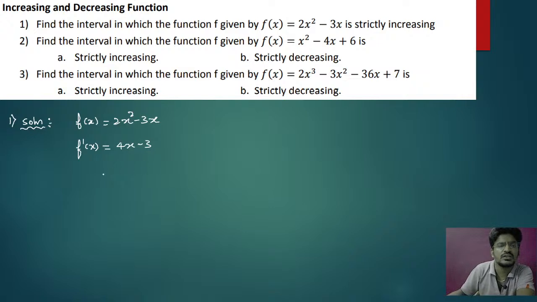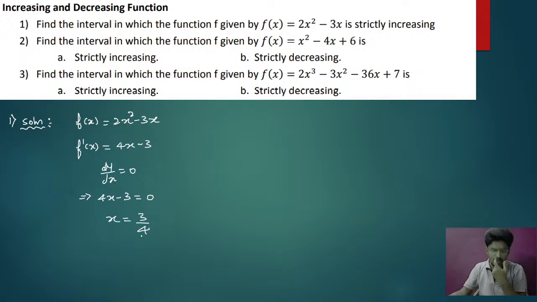Now equate this term to 0. Okay. And you can find the x value, no problem. Equating dy by dx equal to 0, what you are going to get? This implies 4x minus 3 equal to 0 and x equal to 3 by 4. So this is your root. Okay. So by finding this root, you draw this on the number line.